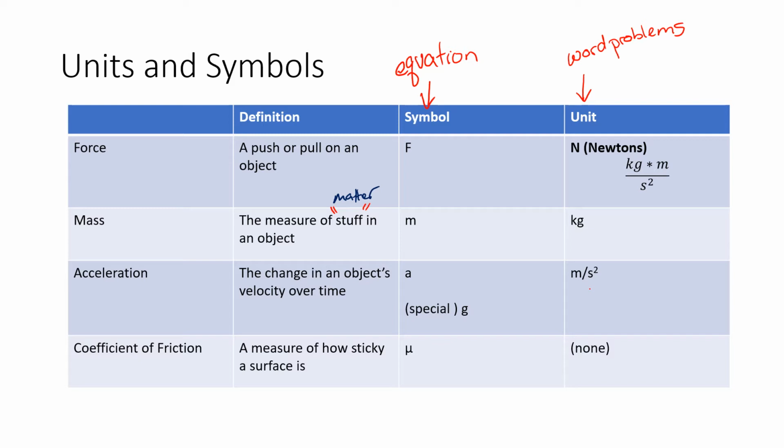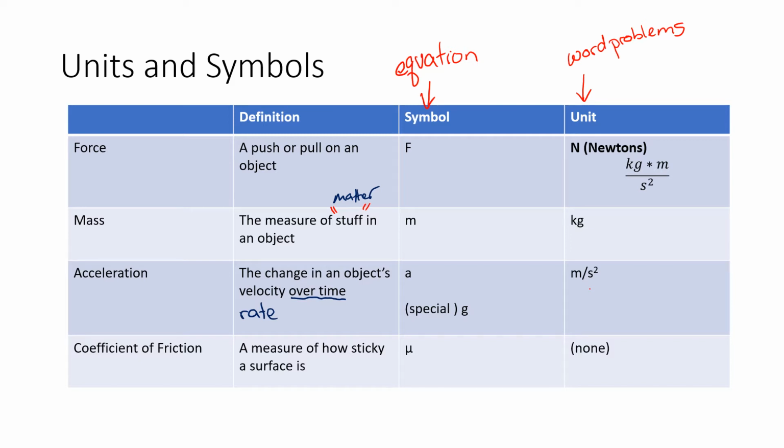Acceleration is the change in an object's velocity over time. So anything over time is a rate. We could say acceleration is the rate of change of a velocity. And this also comes up in pre-cal. If you get to pre-cal and they ask you to find the rate, they're asking you to find something divided by time.